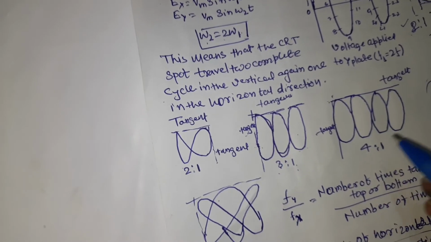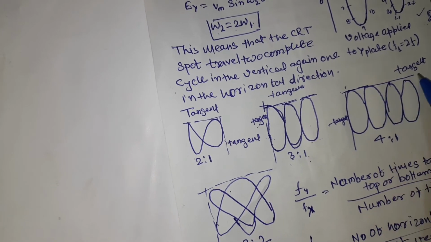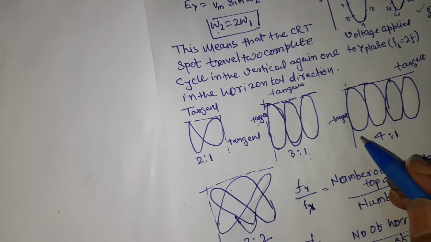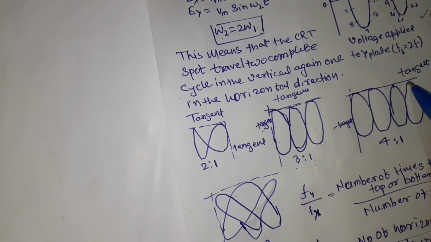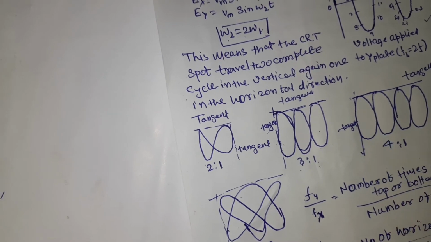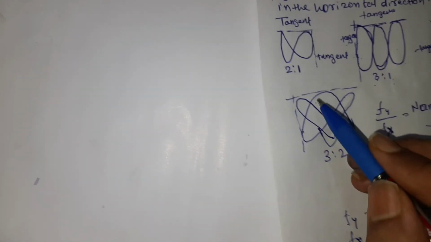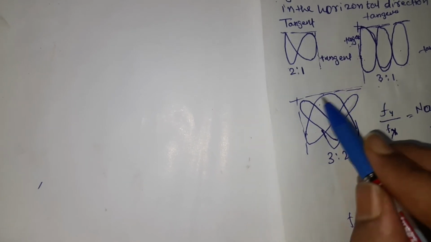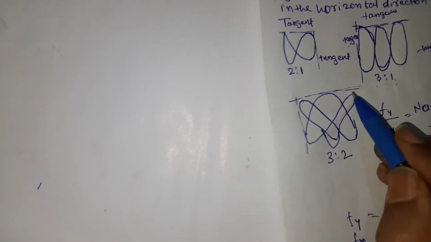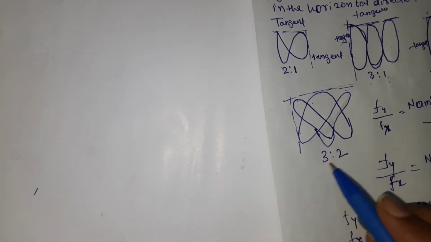Suppose the Lissajous pattern for the measurement of frequency appears with 4 cycles. That means when you draw the tangent across the vertical line and horizontal line, the horizontal line touches 4 curves, and the vertical line touches only 1. The ratio is 4:1. Now suppose the Lissajous pattern appears in this way: the horizontal tangent touches 1, 2, 3, and the vertical tangent touches 1 and 2. The ratio is 3:2.